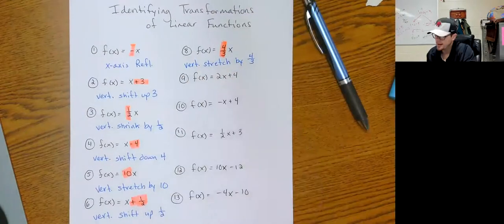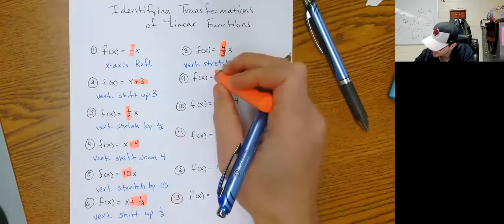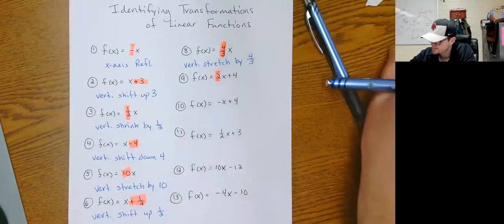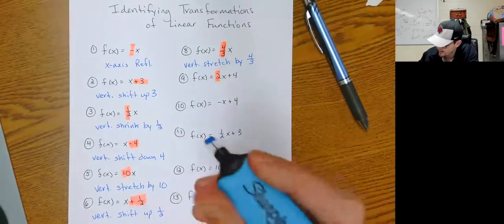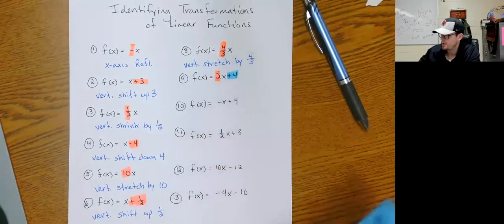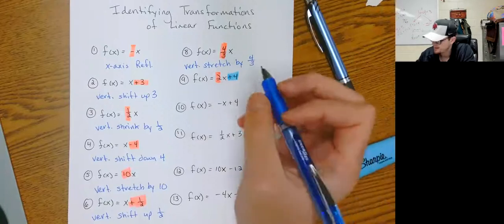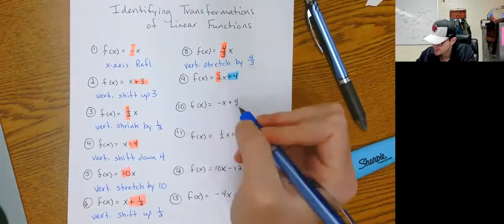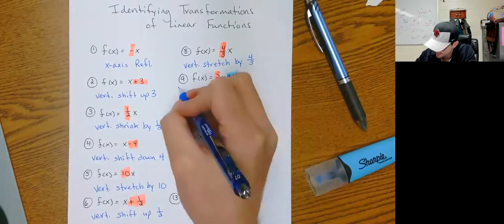Okay, now we have two things happening. We have multiplication by 2, and we have positive 4 being added on, right? So let's do the first one. So that would be a vertical stretch by 2.